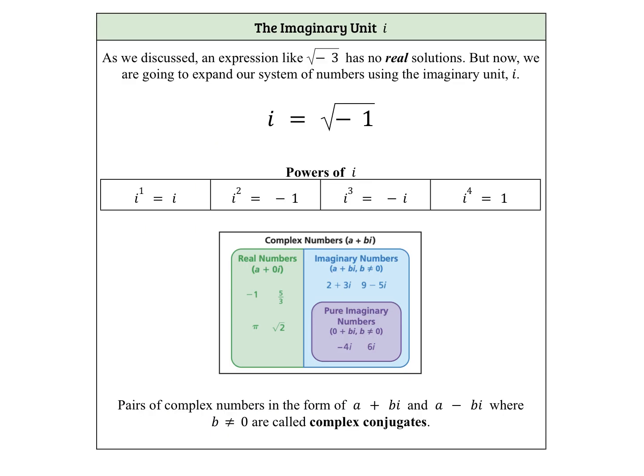Now, as we just talked about in the warm-up, whenever we have the square root of a negative number like this, we say that it has no real solutions. But now we're going to talk about a way to actually provide an answer when we have the square root of a negative number. This is really expanding the system of numbers that we're working with using what are called imaginary units, which are represented by the variable i.